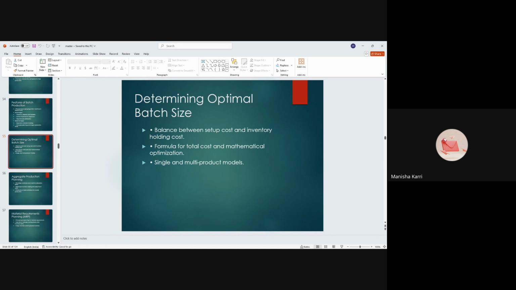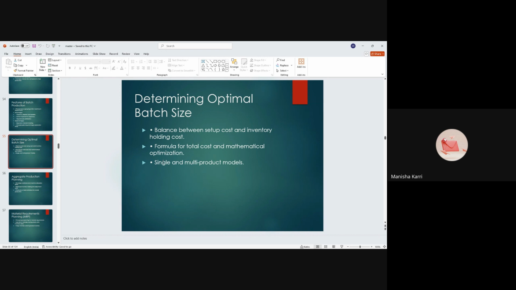And coming to last but not least, single and multi-product models. Here, the single product model generally calculates the optimal batch size for just one product, making it simpler to balance the costs. And coming to multi-product models, when producing multiple products, each with a different setup and holding cost, the model becomes more complex. Optimization helps decide the best batch size for each product to minimize the total cost across all the products.